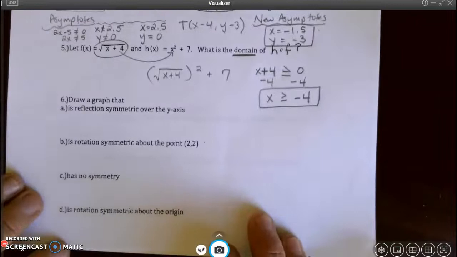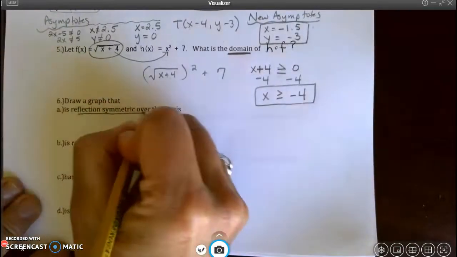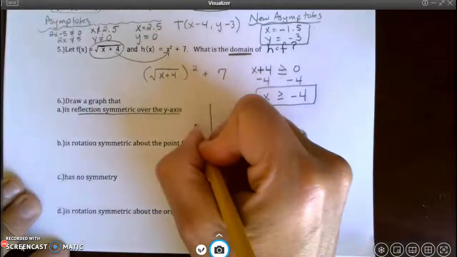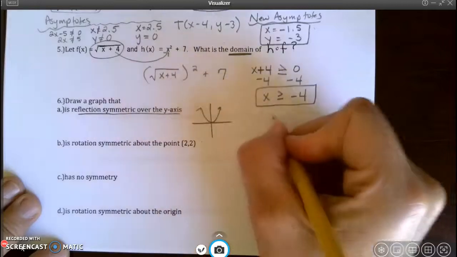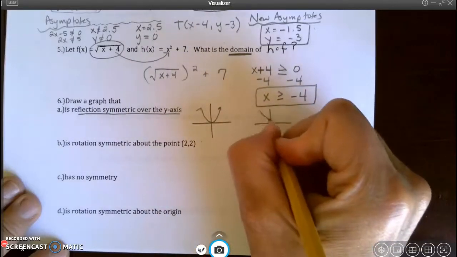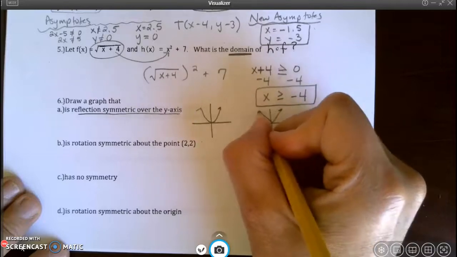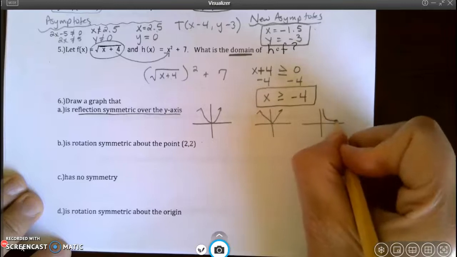Number 6, draw a graph that is reflection symmetric over the y-axis. Let's see, I could draw a quadratic. I could draw an absolute value. I could draw an inverse square.